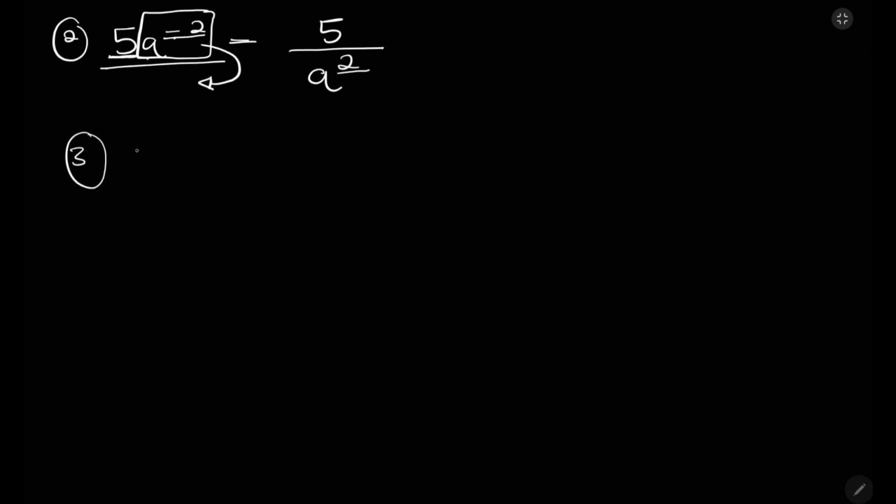Let's try number 3. Let's do y over y to the power negative 2. How will you make this negative exponent positive? You take your y to the numerator and you're left with y to the power 2. This is basically y to the power 2 over 1, but you don't have to show the over 1. It'll just be y to the power 2.